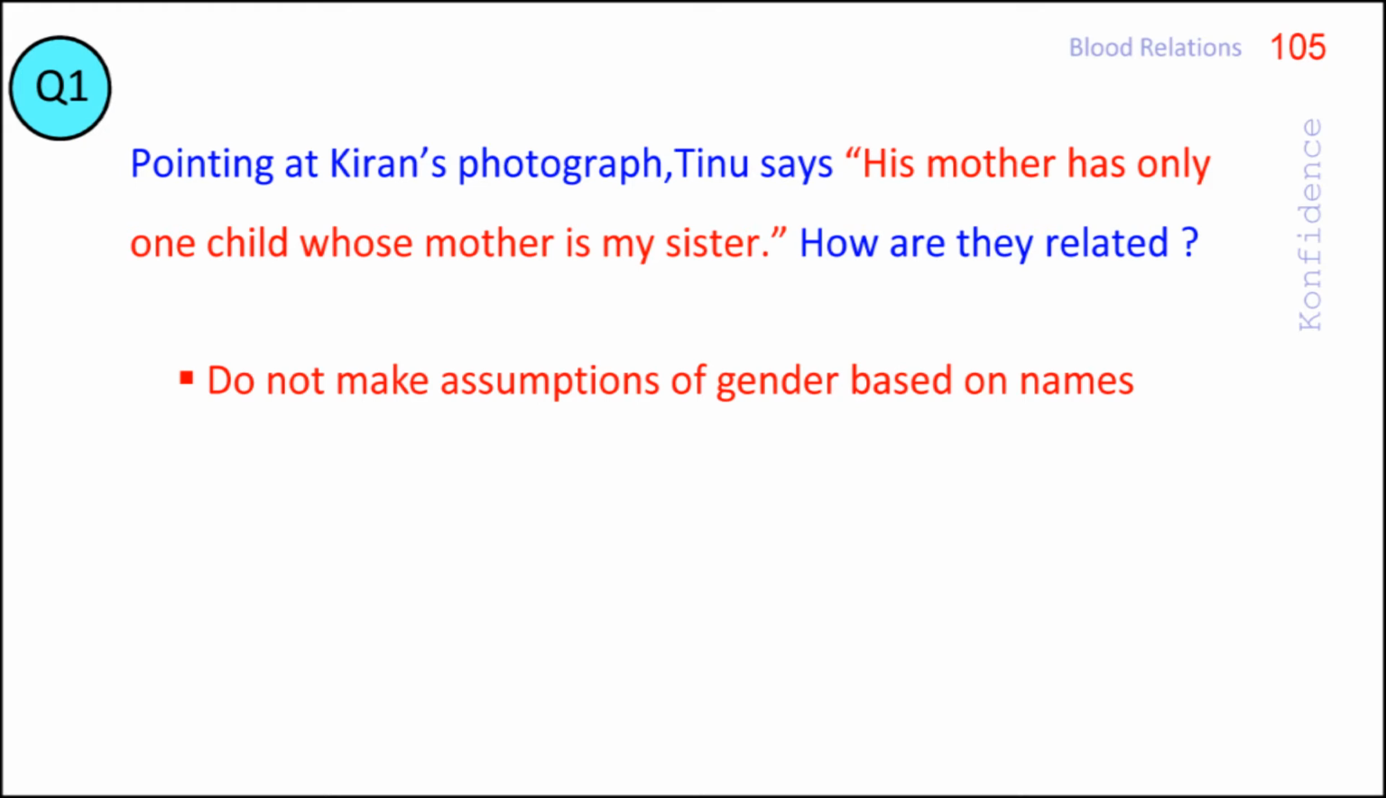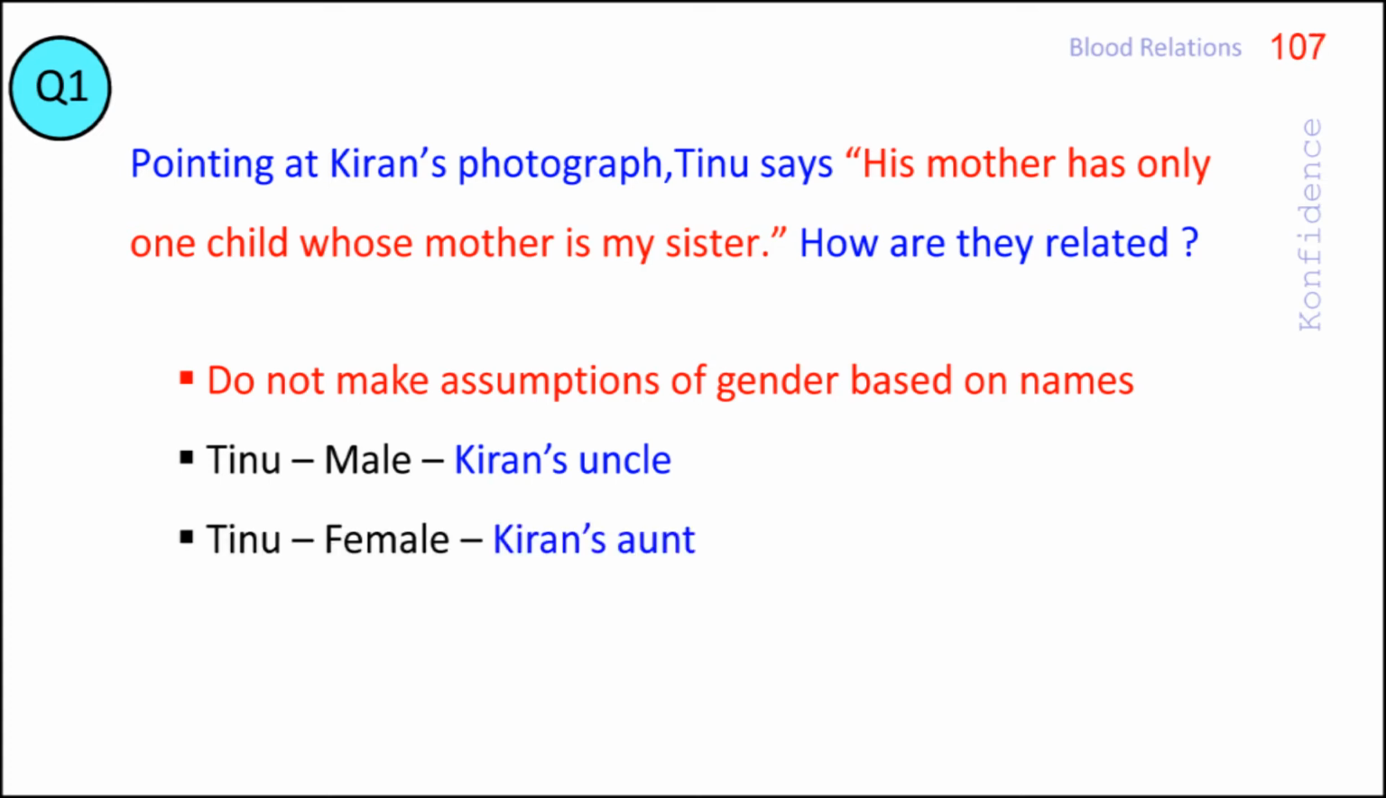But can we say Tinu is Kiran's uncle? No, we are not sure. It is important that you do not make assumptions of gender based on names. You will get it wrong. Test setters may deliberately give male names to females and vice versa. If Tinu is a male, then Tinu will be Kiran's uncle. But if Tinu is a female, she would be Kiran's aunt. So here, we cannot say whether Tinu is Kiran's uncle or aunt. Nevertheless, we can say that Kiran is Tinu's nephew. If you are to do well while solving these questions, you should be able to recognize the simple relationships from the description given in a roundabout way.